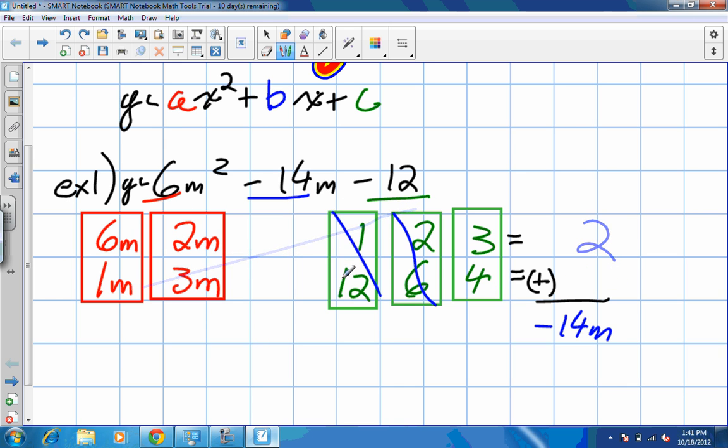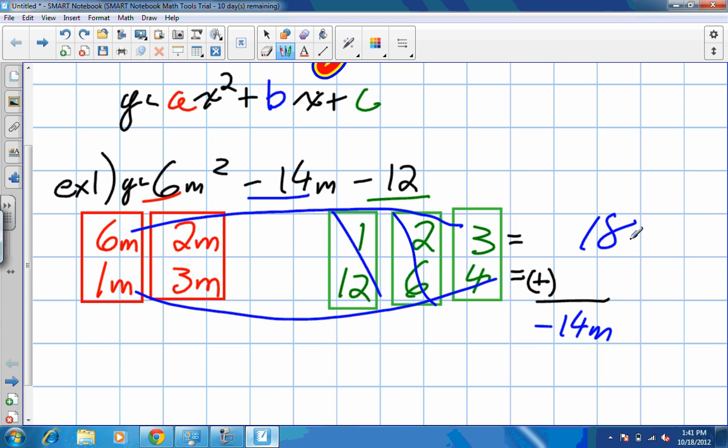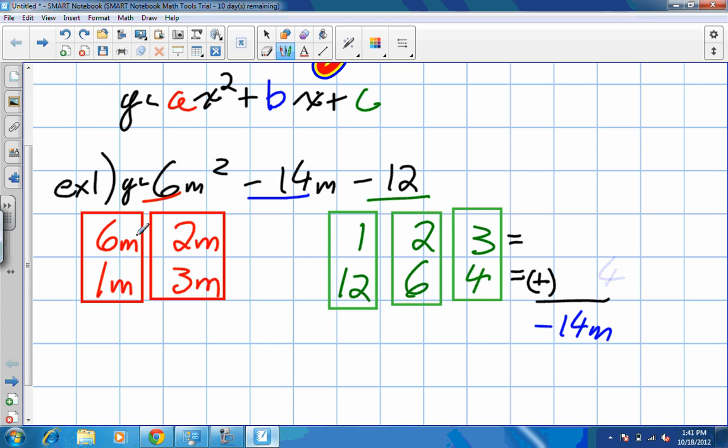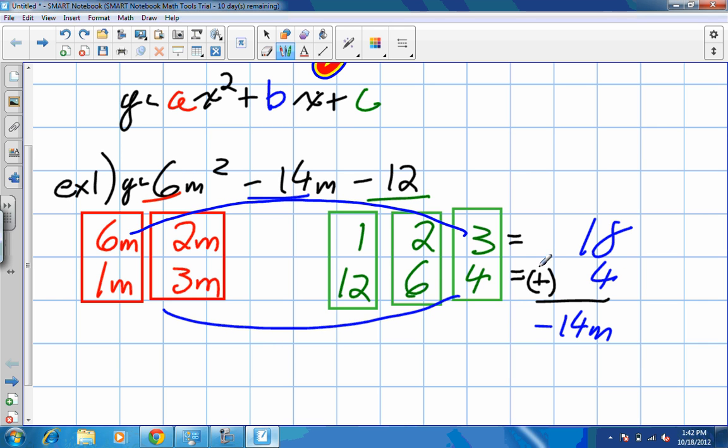Let's go to the third. 6 by 3 and 1 by 4. That gives us 18 and 4. Any combination of that work? Yes. Yeah, a combination of that will work. Like I said before, we got to test to see. So 6 by 3 and 1 by 4, we're going to get 18 and 4. What has to be positive? What has to be negative in order for this to work?